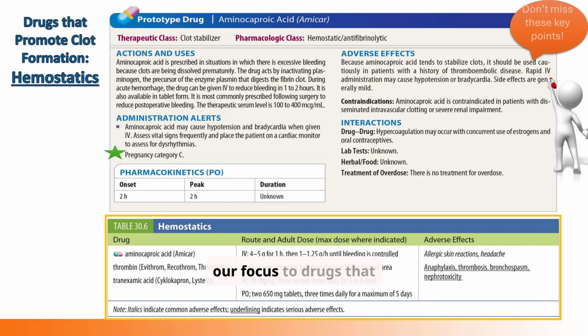Now, let's shift our focus to drugs that promote clot formation, specifically hemostatics. Aminocaproic acid, or Amicar, is a prototype hemostatic drug that inhibits fibrinolysis. Be aware of its actions, uses, adverse effects, and contraindications. Other hemostatic drugs, such as thrombin and tranexamic acid, are also available. Hemostatics are used when we need to preserve a clot, like post-surgery or with hemophilia. Think of them like the sealant you spray on a leaky pipe to stop it from reopening.